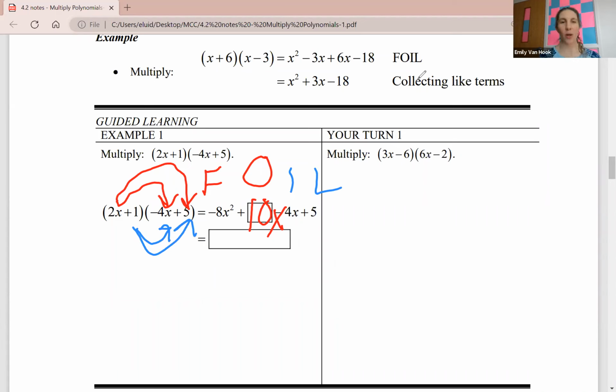So negative 8x squared plus 10x minus 4x plus 5. And we get to combine the middle terms. So the 10x minus 4x combines to positive 6x. So our final answer is negative 8x squared plus 6x plus 5.